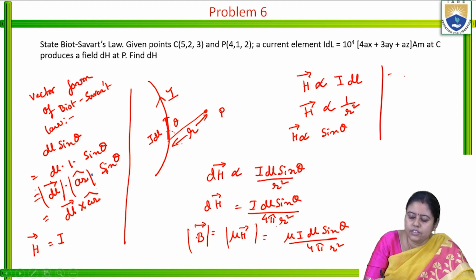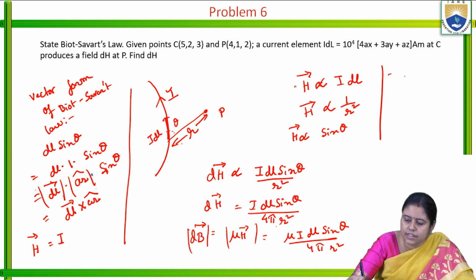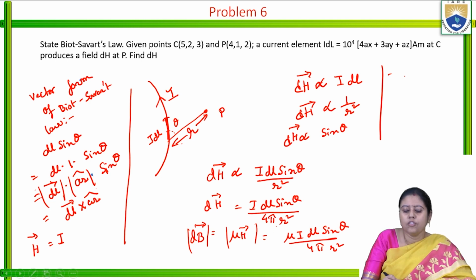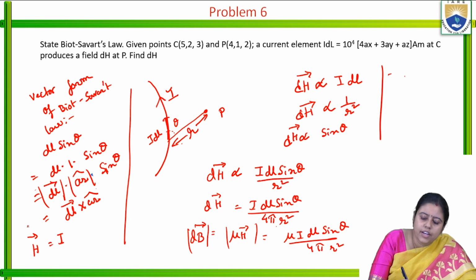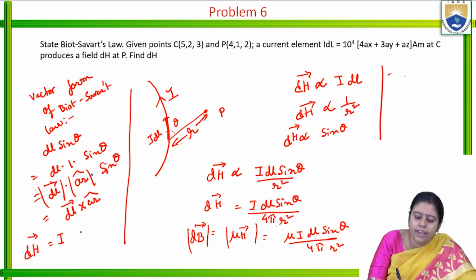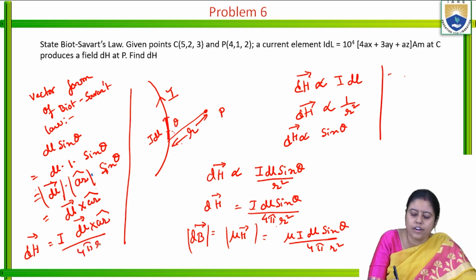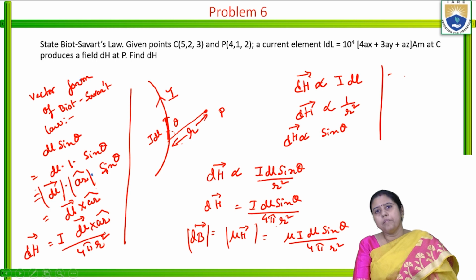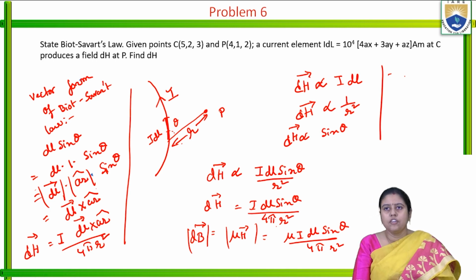These are all dH, not H. This is the dH. We are taking a very small value. So what is that dH? dH is equal to I dl cross aR by 4 pi r squared. So we got the value of dH. So this is the Biot-Savart's law.